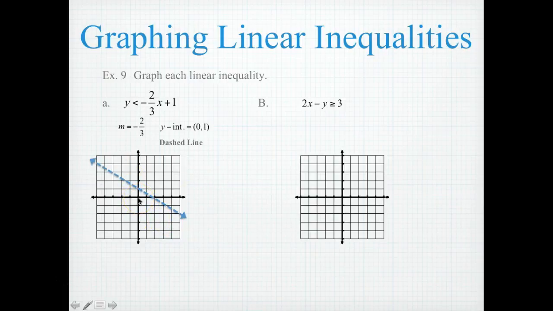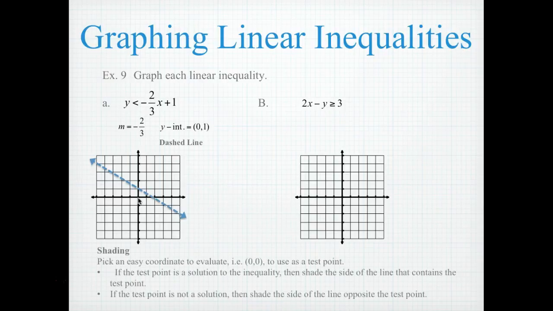Now the easiest point to test is the origin. So I plug in 0, 0 as my test point, and I'm going to identify whether or not it's a solution. Plugging in 0, 0 produces 0 on the left and negative 2/3 times 0 plus 1 on the right, giving me 0 is less than 1. Now 0 is less than 1 is a true statement. What that tells me is that the test point is a solution, which makes every single coordinate on this side of the line a solution as well. So I shade the bottom side of that solution.